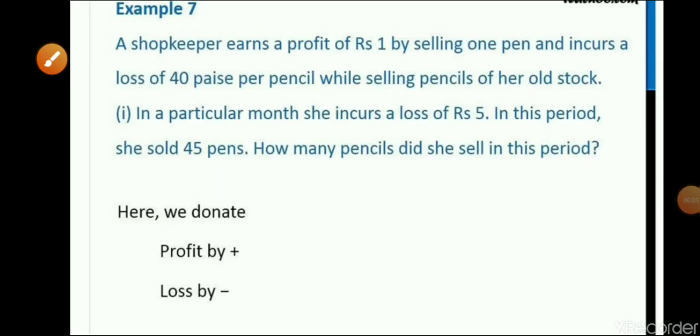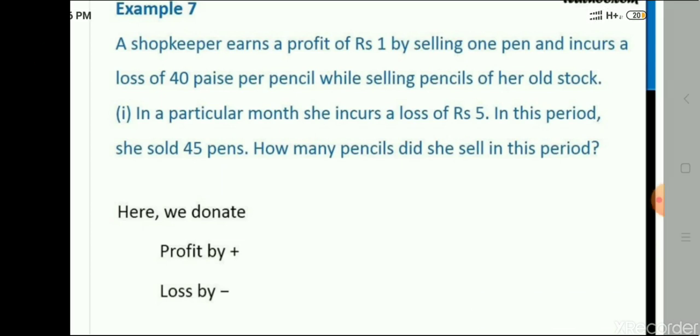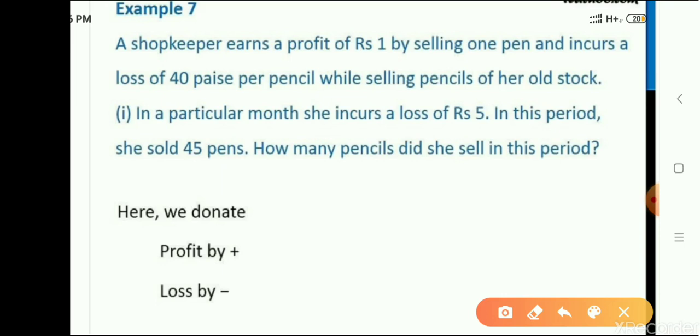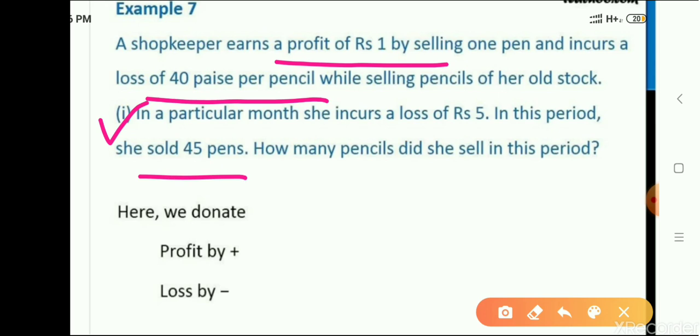Now, let us do one more example. A shopkeeper earns a profit of rupees 1 by selling one pen and incurs a loss of 40 paise per pencil while selling the pencils of her old stock. Here, we have a profit of rupees 1 by selling one pen and a loss of 40 paise by selling one pencil. In a particular month, she incurs a loss of rupees 5. Here, the overall loss is rupees 5. For that particular month, she sold 45 pens.